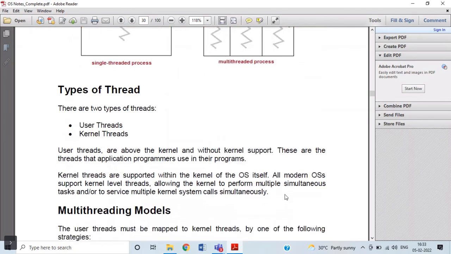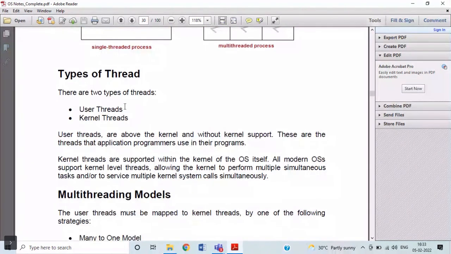There are 2 types of threads: user threads and kernel threads. What do you mean by user threads? User threads are above the kernel and work without kernel support. These are the threads that application programmers use in their programs.